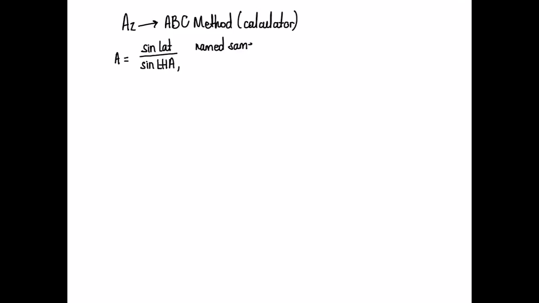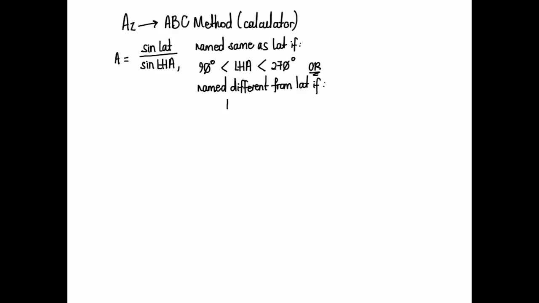Using the three pieces of information found, the azimuth can then be calculated using the ABC method. Through the use of a calculator, A equals sine latitude over sine LHA, where A is named same as the latitude if LHA is between 90 degrees to 270 degrees, or named different from latitude if LHA is less than 90 degrees or more than 270 degrees.